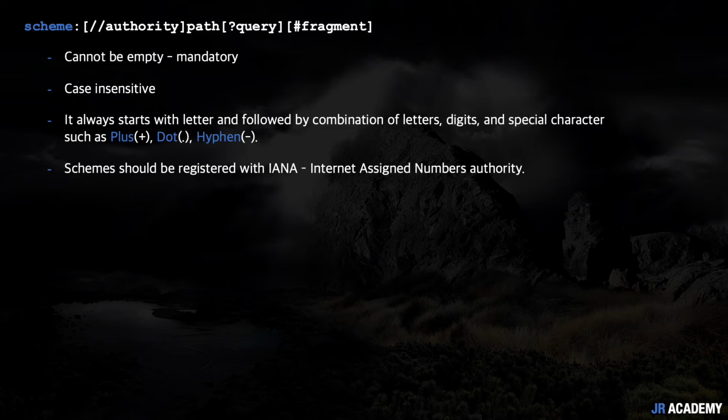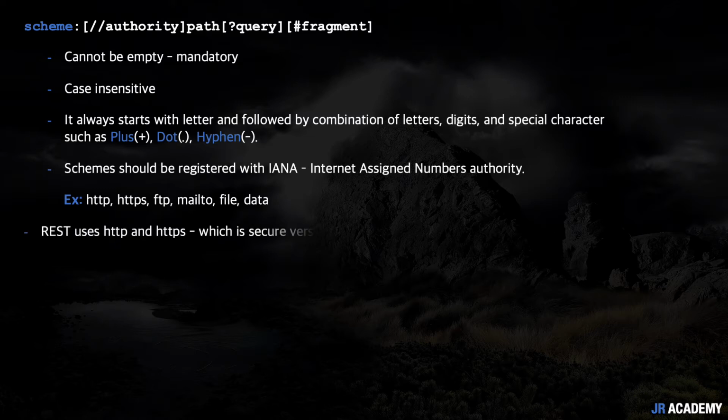So let's say you create something new and you want to use your own scheme, then we should register this scheme with this kind of community so they can manage the internet. A few examples of scheme are HTTP, HTTPS, FTP, mailto, file, data, and much more. So these are a few examples of a scheme, but our discussion here is about REST, and REST uses HTTP and HTTPS, which is a secure version of HTTP. So we will use HTTP and HTTP only.